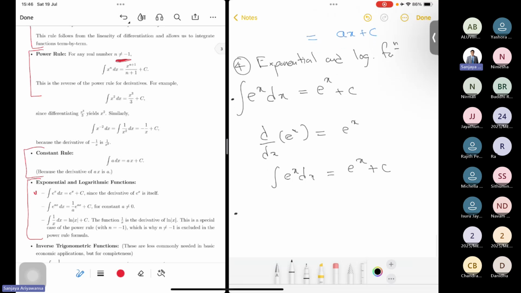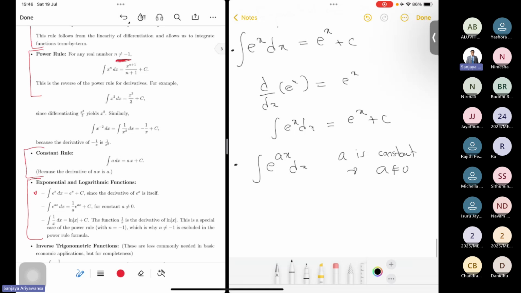Then you have a slightly different one, e to the power ax dx, where a is a constant, and a is not equal to 0. In this one, what do we have? E to the power ax dx. The rule says if you integrate this, you get 1 over a times e to the power ax plus c.